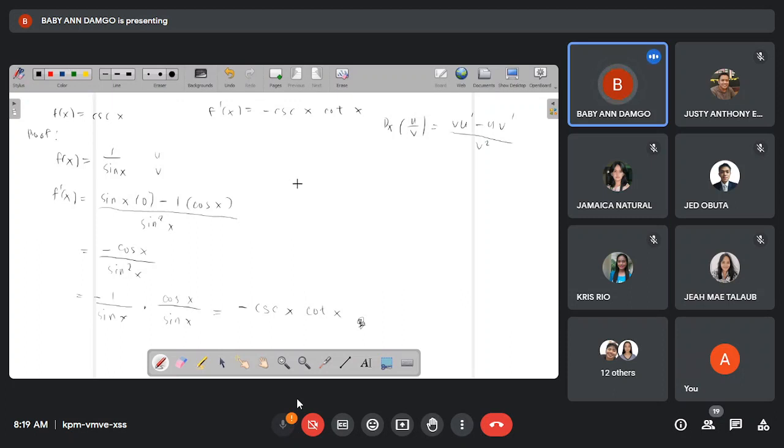You can prove it yourselves. For example, what is the derivative of cosecant? I would prove it using the cosine or sine function, applying the quotient rule. Okay, let's practice, and please take a screenshot. Done? Yes, Miss. Okay.